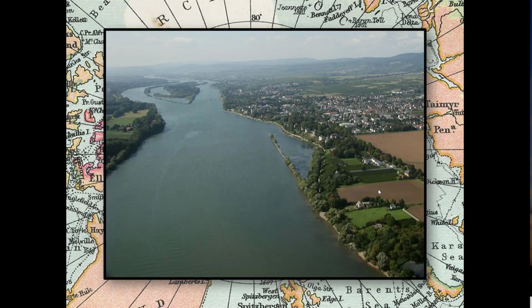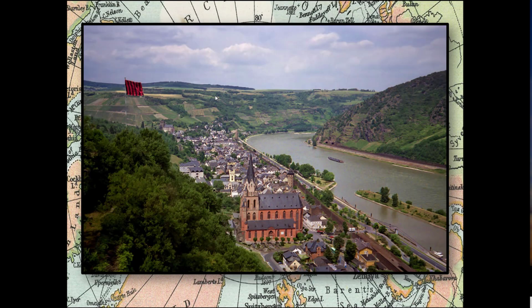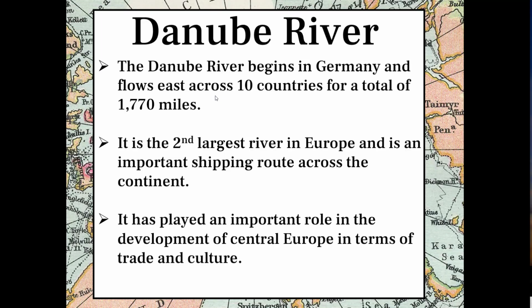So this is an actual picture of the Rhine River. You can see it is quite wide. It is a large river, so it can handle large sea-going ships. There's another image. Now, the Danube River. The Danube River begins in Germany and flows east across 10 countries.